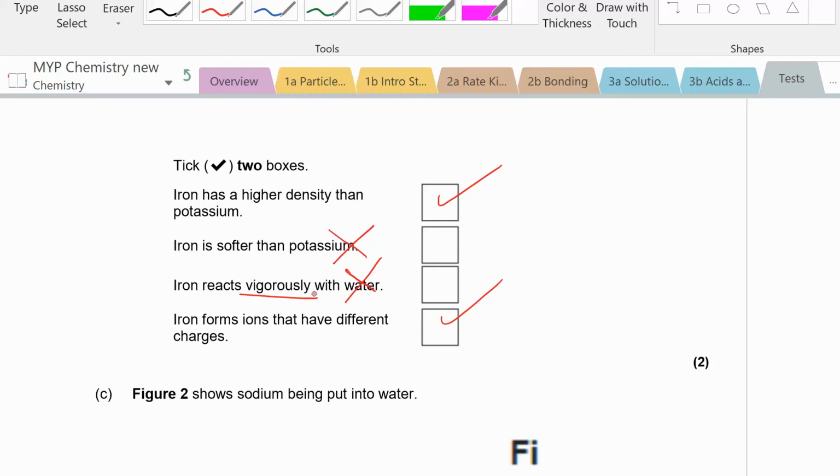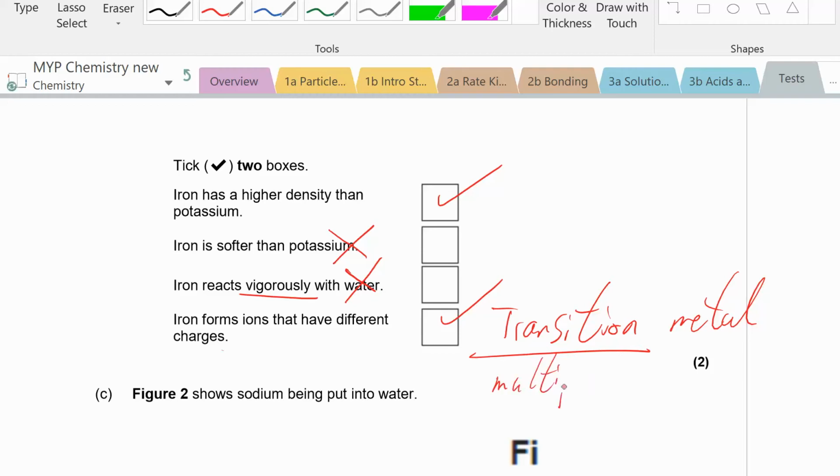Iron forms ions that have different charges. This is also true. It is a transition metal, and that essentially means it can have multiple charges. You may have seen Fe2+ and Fe3+. They're the common ones. So iron 2 plus and iron 3 plus.